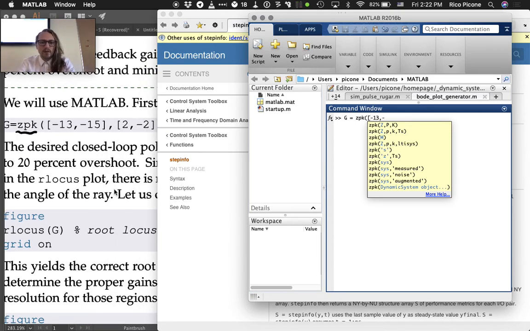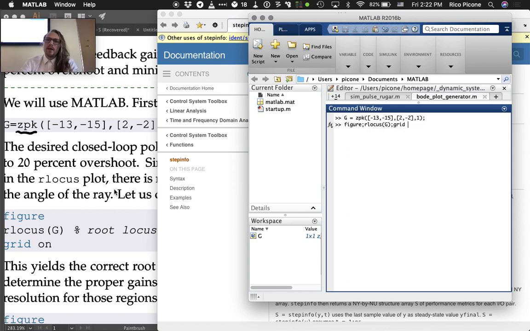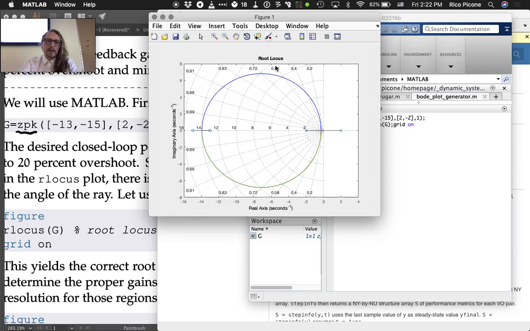-13, -15, 2, -2, gain of 1. And then let's do figure, rlocus, and grid on is nice because then we get these lines of constant damping ratio and percent overshoot. And we also get these radial demarcations for natural frequency.